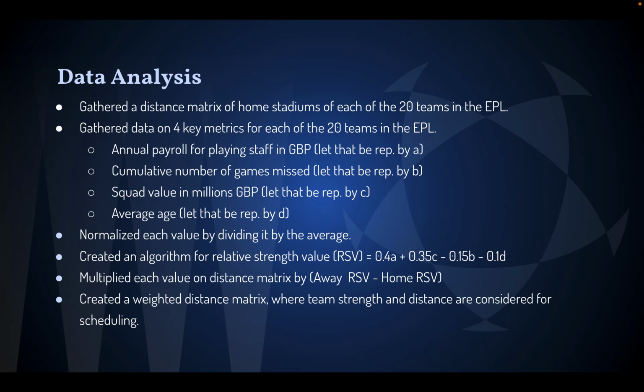Finally, we created a weighted distance matrix where both team strength and team distance are considered for scheduling. This matrix takes into account the relative strength of each team and the distance between each home team stadium. The purpose of this weighted distance matrix is to ensure that the scheduling of games is both fair and balanced. By taking into account both team strength and distance, we aim to create a level playing field for all teams in the Prem.